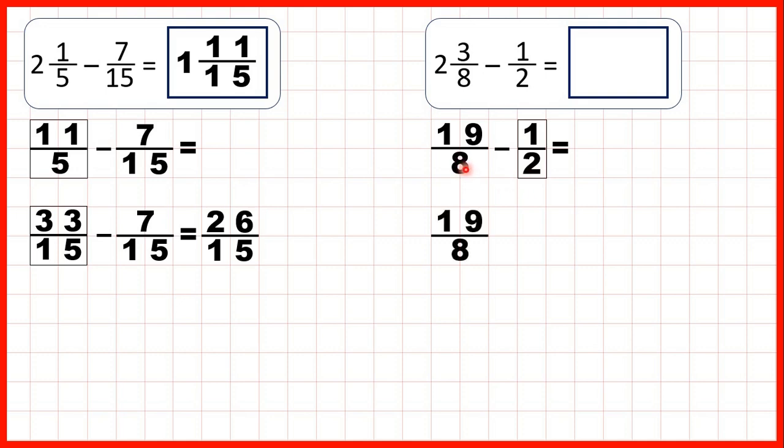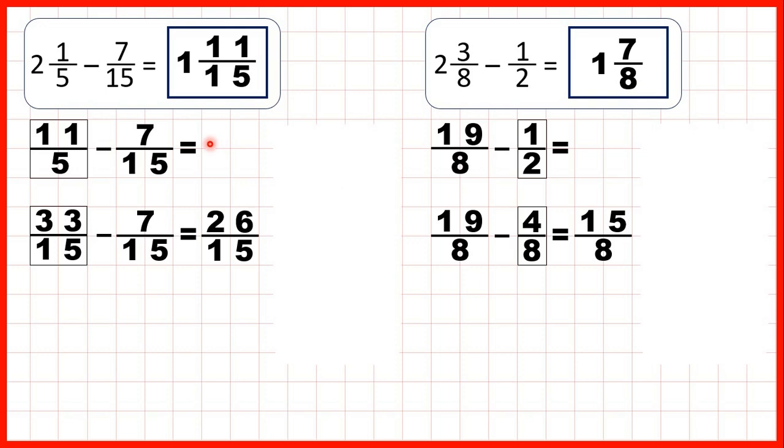So we can rewrite our question as 19/8 minus 4/8. That's equivalent because 2 times 4 is 8 and 1 times 4 is 4. So now the denominator stays the same in our answer. 19 minus 4 is 15, so if we write our answer as an improper fraction, we have 15/8. But if we want to turn that back into a mixed number, 15 divided by 8 is 1 remainder 7, the denominator stays the same, so our answer is 1 7/8.